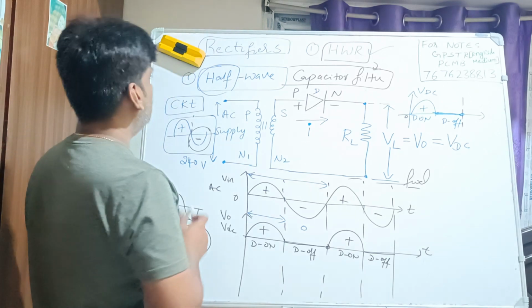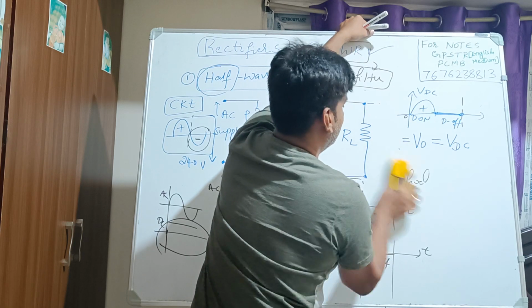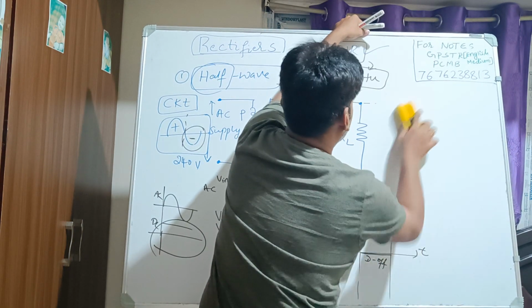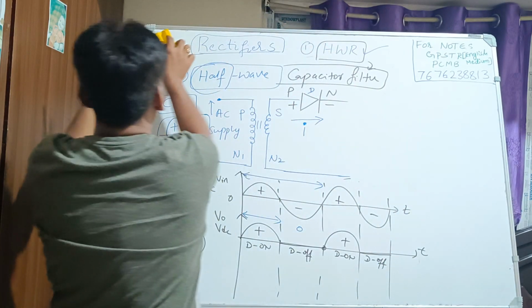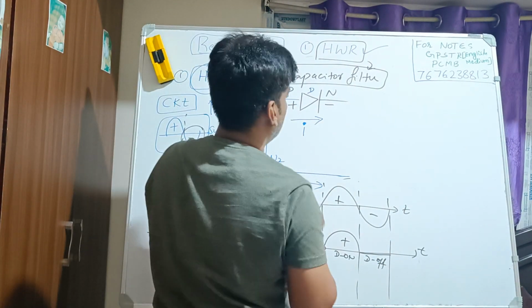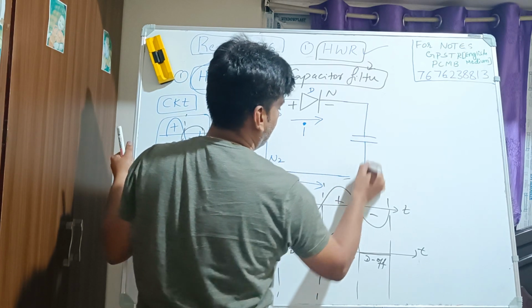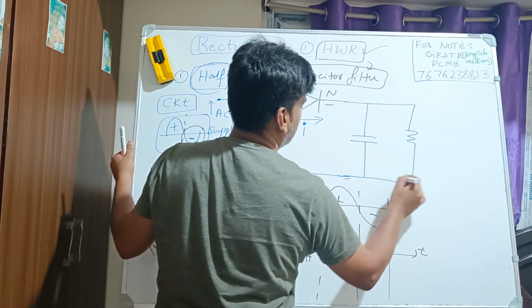So for that, how is your circuit arrangement? Your circuit arrangement changes like this. Only one change: it is a capacitor, so we should take the capacitor. Where are you going to take the capacitor? I will take the capacitor here, and this diode is in parallel.